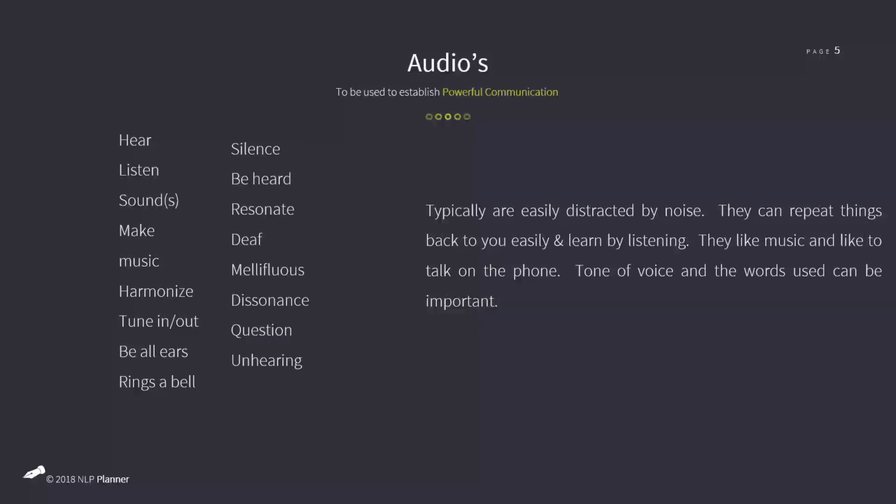Now, these are the people who are typically distracted by noise. Because they are auditory, they have very keen, very sharp ears for various sounds. So they can get distracted by different sounds. They can repeat things back to you easily and learn by listening. So if you know someone who always repeats what you say, or he or she closes his eyes and says, well, go on, I'm listening, right? They like music, so most of the musical people have a good ear, they are auditory types.